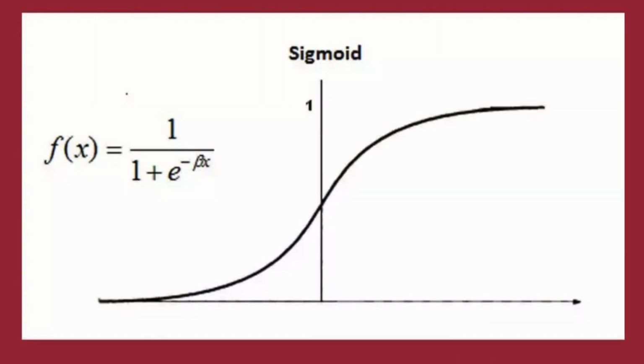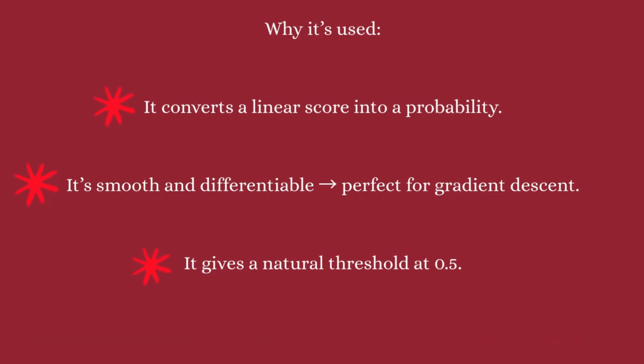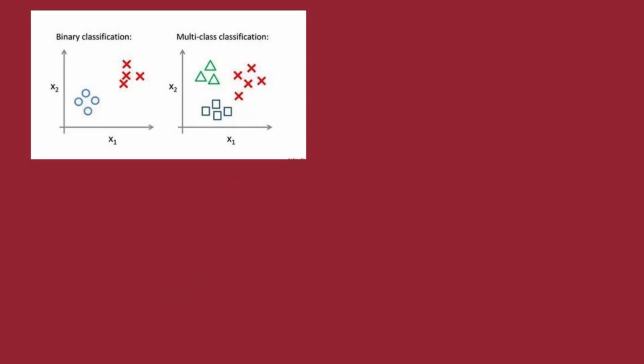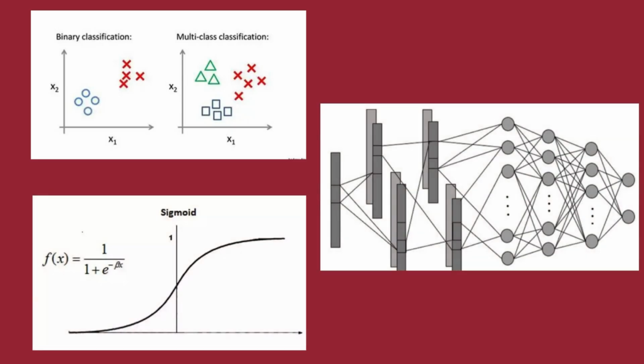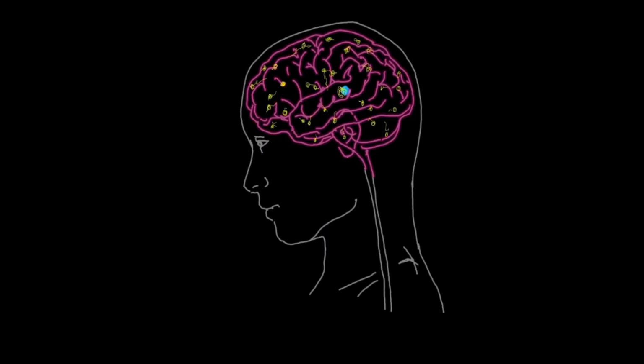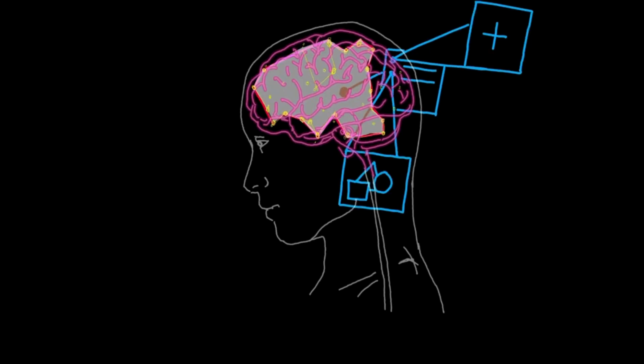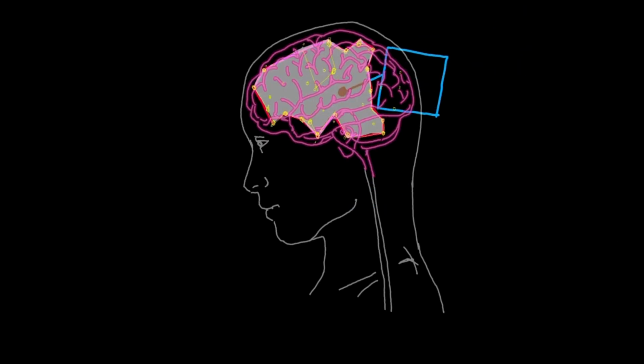A sigmoid is a mathematical function that takes any number and squashes it into a value between 0 and 1. How it works is there is an input, any real number, and an output that is a smooth curve that approaches 0 on the left, 1 on the right, and a middle point that maps to 0.5. It is used because it converts a linear score into a probability. It's smooth and differentiable, so it's perfect for gradient descent, and it gives a natural threshold at 0.5. It is used in binary classification, in logistic regression, and in the output layer of neural networks for two-class problems. To explain simply, sigmoid turns raw model scores into clean probabilities that we can interpret and use for decisions.